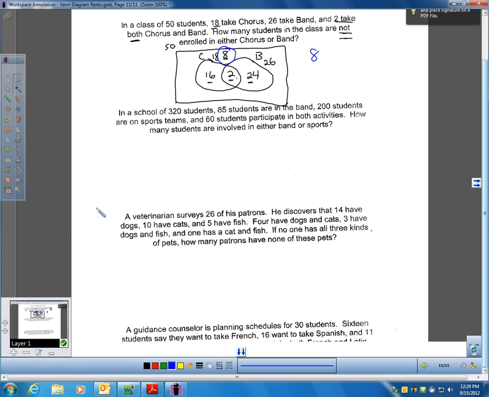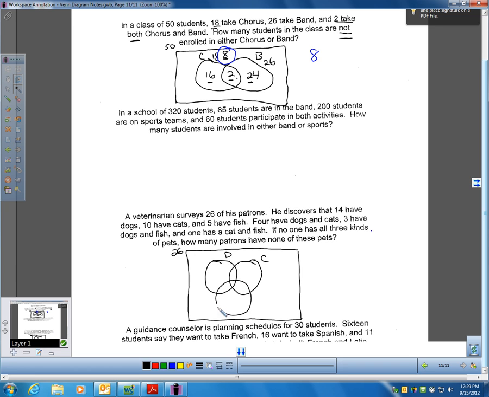Here's a little bit tougher one. It says a veterinarian surveys 26 of his patrons. So we have a group here of 26 that are taking a survey. So there's 26 in here all together. He discovers that 14 have dogs. So we have a group of people with dogs. 10 have cats. We got a group of people with cats. And 5 have fish, so we also have a group of people with fish. We have 3 different groups.